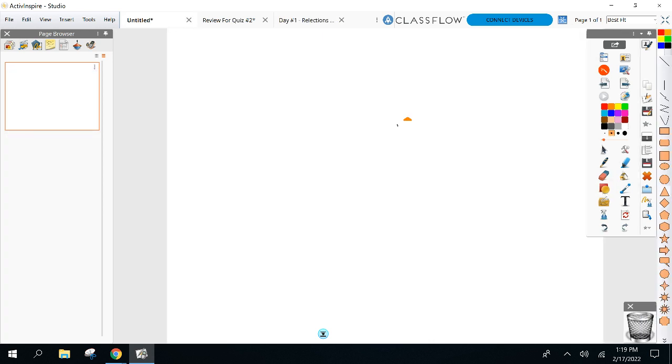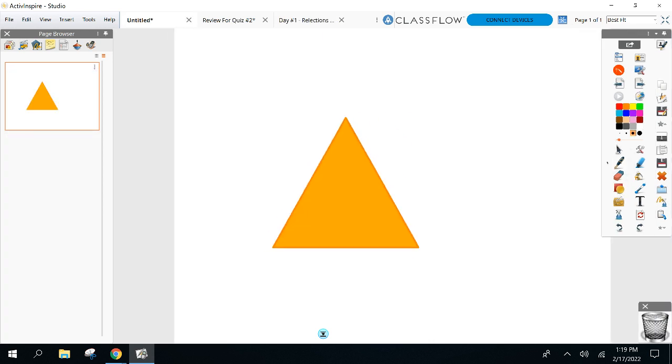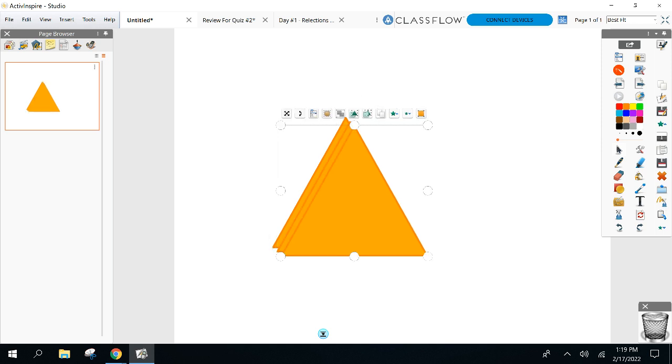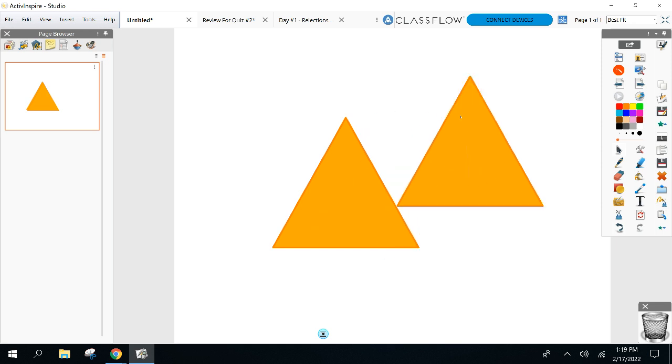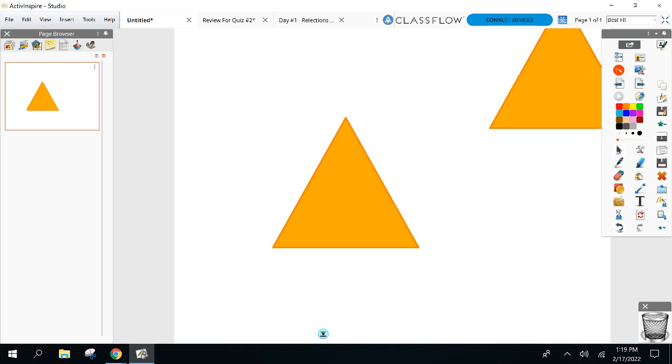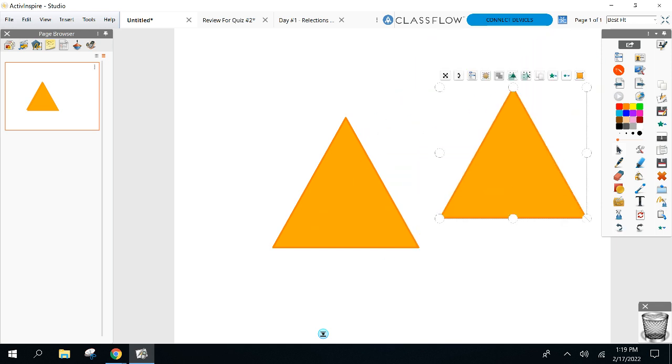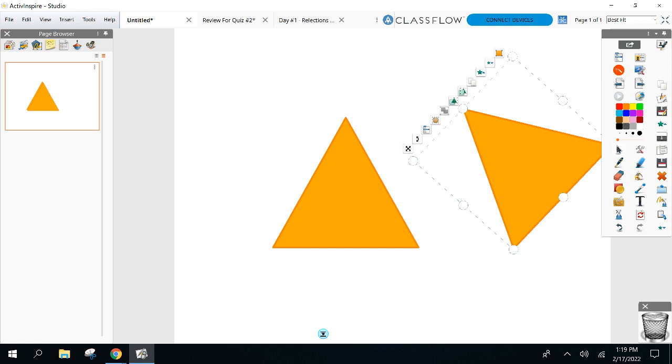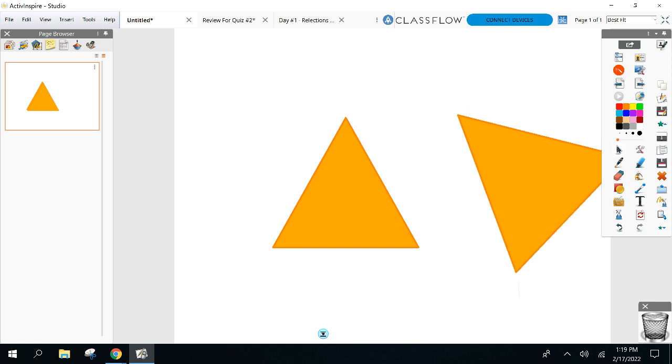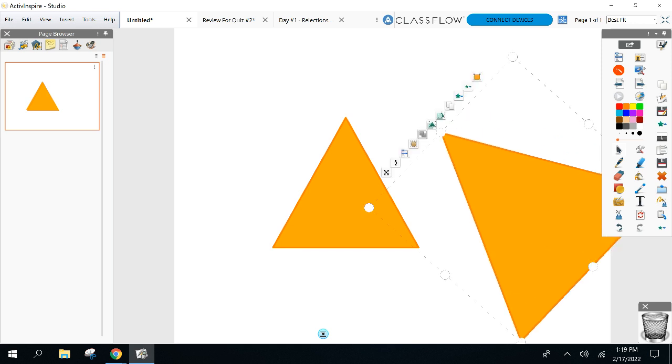I'm going to take a figure. Let me copy this. And I'm going to do something with it. Move it around. Maybe I'll rotate it. Maybe I'll flip it. Maybe I'll make it bigger. That's a transformation. Here's my original figure. I'm going to do something with it. Here's my ending figure. Whatever I did is called a transformation.